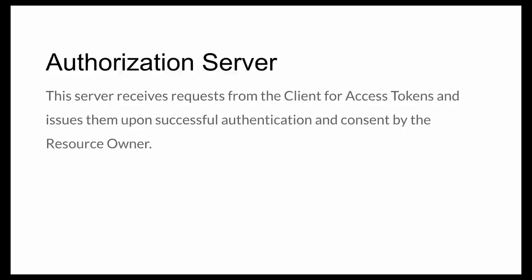Now the next is the authorization server. This is the server that receives requests from the client for an access token and issues them upon successful authentication and consent by the resource owner. It's something very simple, right? What the authorization server will do is give you the token on behalf of the request that you are making. The authorization server is nothing but something to authorize your request. It will check whether you are authorized to use the particular resources that you are trying to use, and once the consent for that is given by the resource owner, then the authorization server will allow you to use those resources. That's a simple thing.